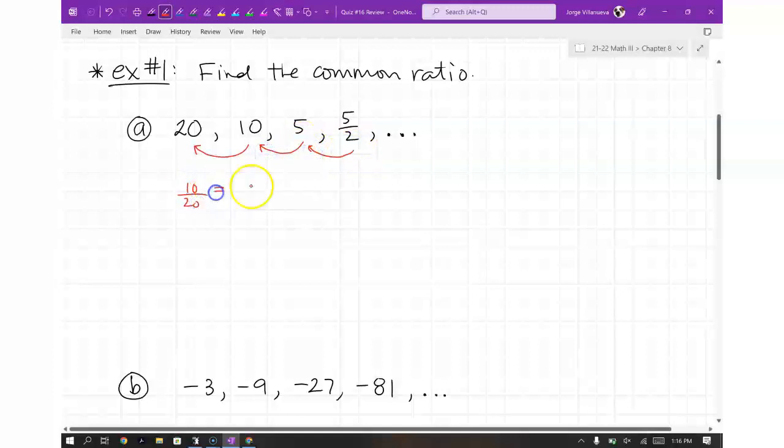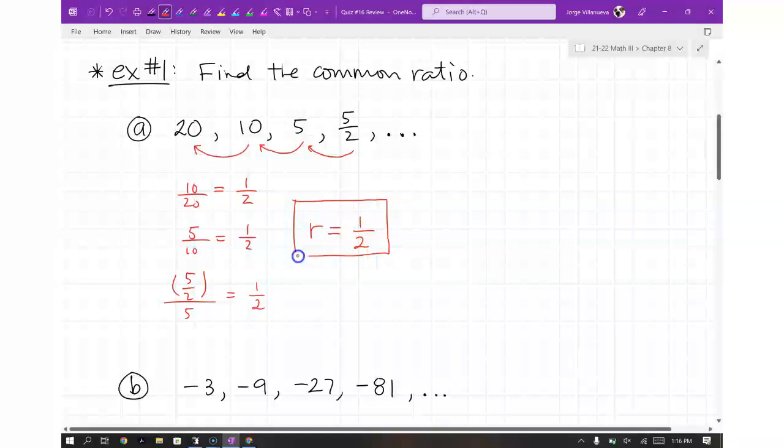10 divided by 20 is half. 5 divided by 10 is half. And 5 halves divided by 5 is also half. So since they all equal half, that means that my common ratio is half. And there you go. Okay, so that's how you find a common ratio, just divide.